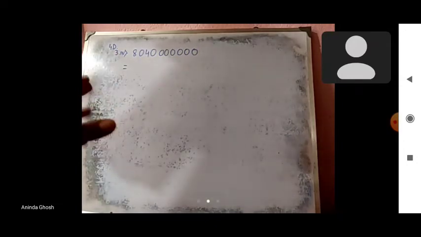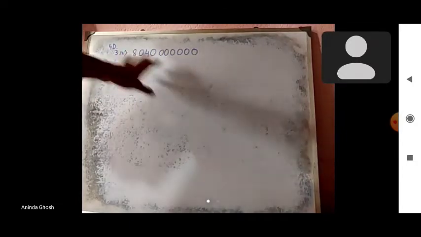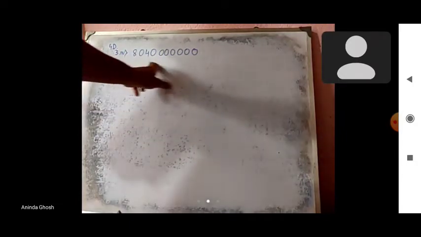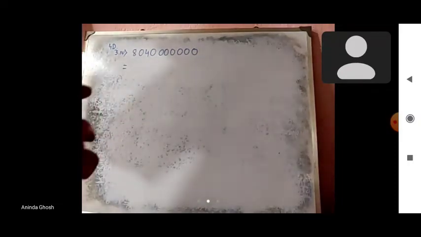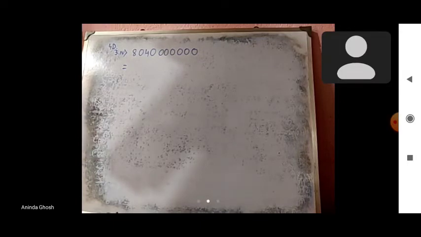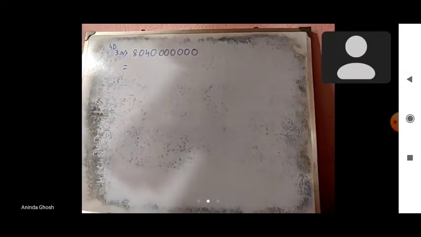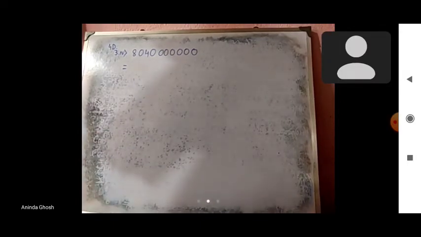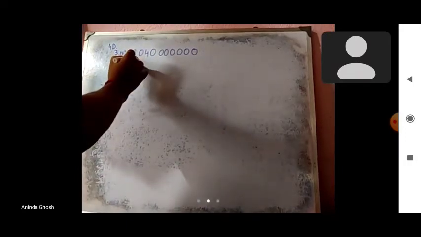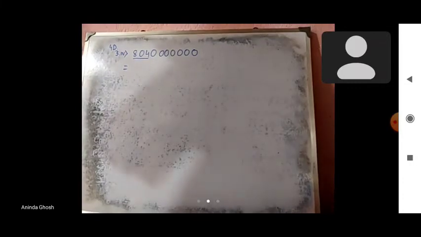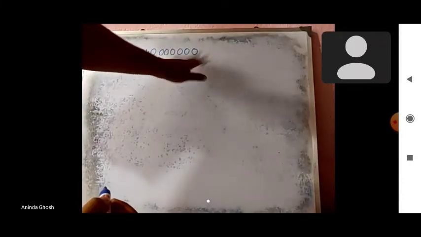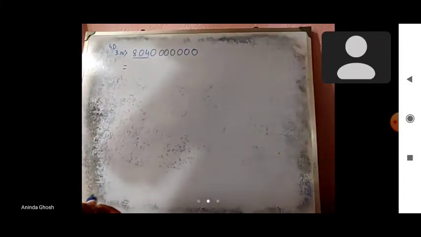Next chapter, next exercise 4D, scientific notation. Expanded form is given and you have to write this expanded form in scientific notation form. That tells you that scientific notation is a multiple of two numbers where the first one lies between 1 to 10, this is an integer, and the next one is 10's power.